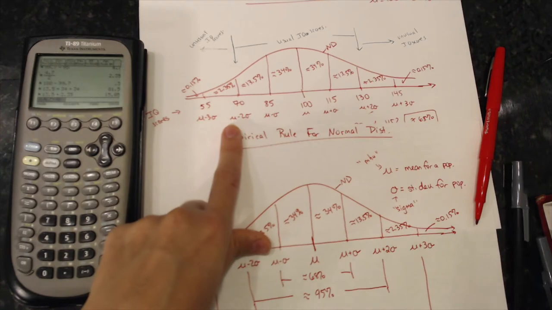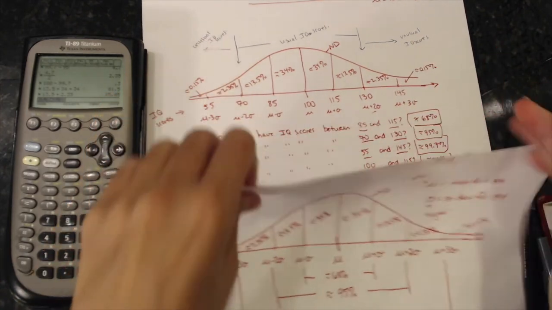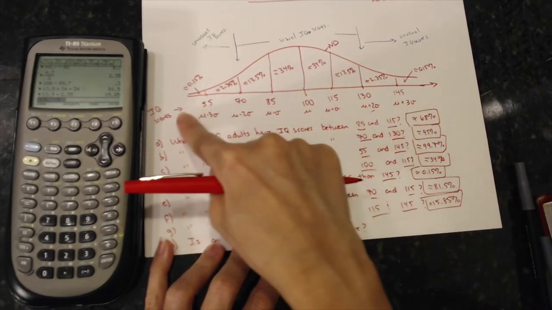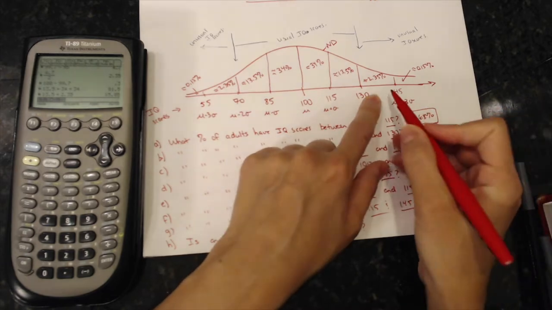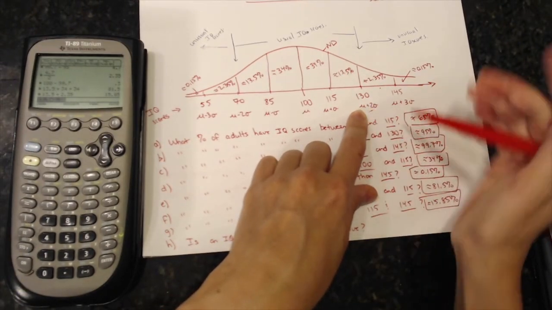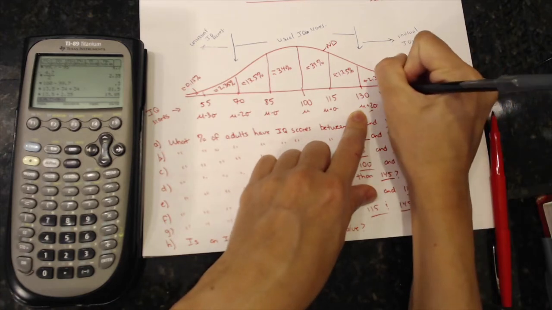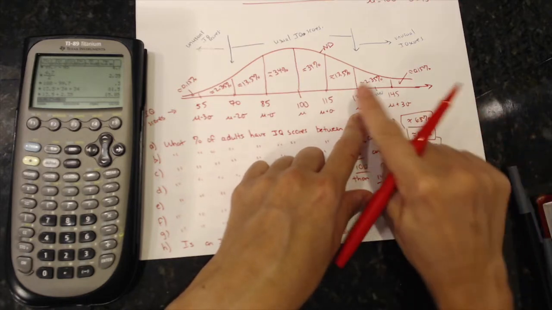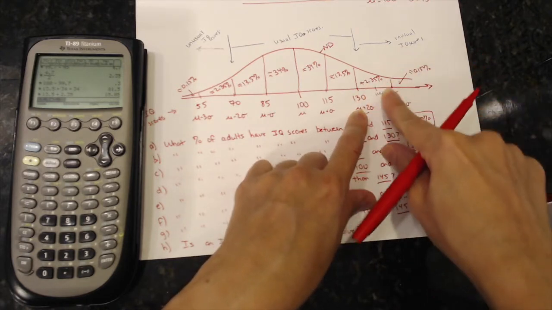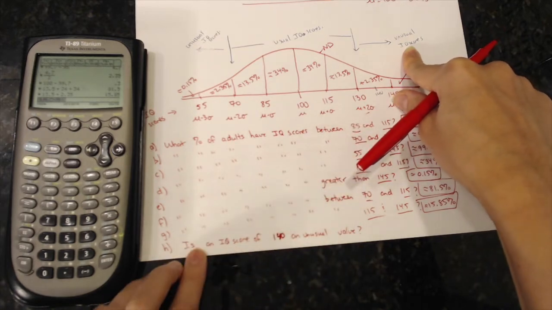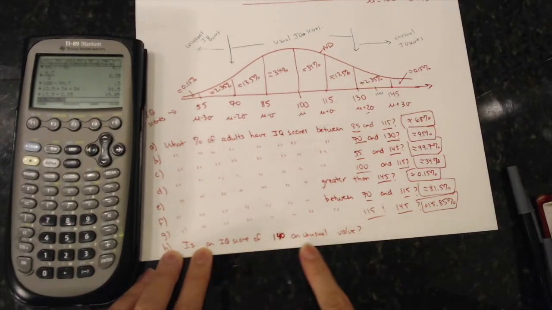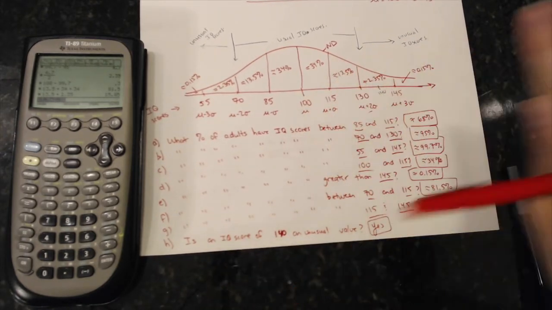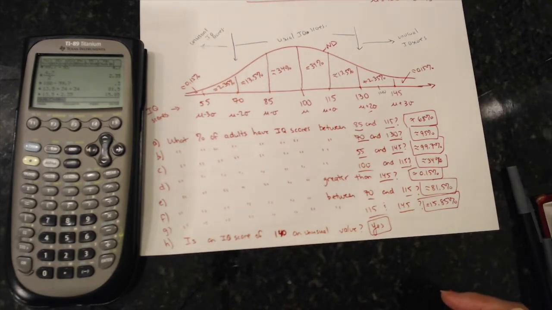Right? So then, tell me, is an IQ score of 140 unusual? Or is 140 along this number line, which is my IQ scores? 140 is here. It's greater than, right? 140 is located above 130, so about here, 140. So it's definitely greater than two standard deviations above the mean. So if it's to the right of two standard deviations above the mean, then it would be an unusual IQ score. So is an IQ score of 140 unusual? Yes. Because it lies more than two standard deviations from the mean.